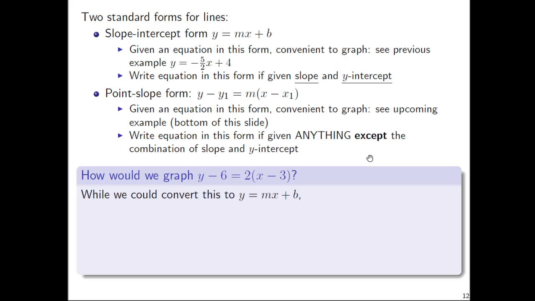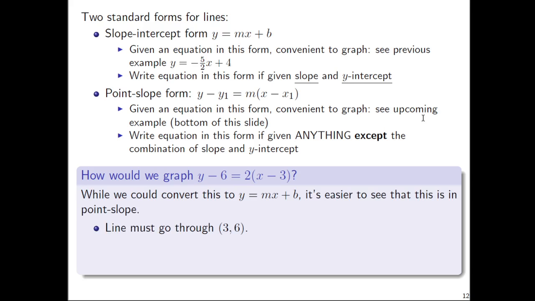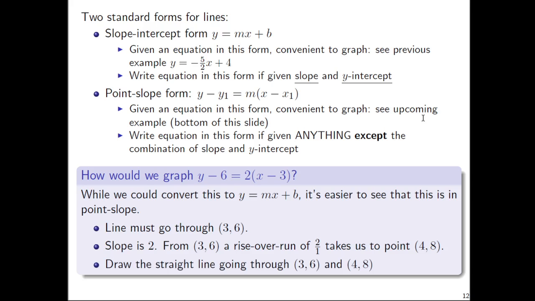Okay? So first of all, how would you graph y minus 6 equals 2 times quantity x minus 3? You could convert it to y equals mx plus b form. You could distribute the 2, add 6 to both sides, all that kind of business. You could do that. But it's actually easier to notice that this is already in point-slope form and say, look, based on the form, the line must go through (3, 6), and the slope is 2. Right? So draw the point (3, 6) and then do that rise over run of 2 over 1, that'll take you to the point (4, 8), and then between those 2 points, just draw a straight line going through those 2 points. Okay, that is probably the fastest thing to do instead of converting it to y equals mx plus b format.